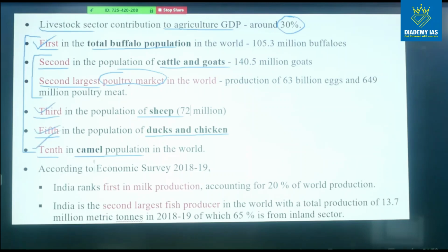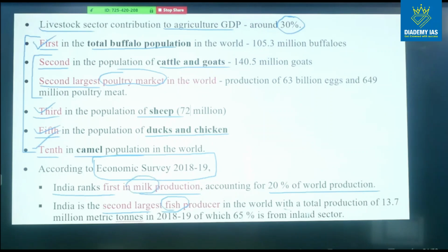Apart from that, there are some facts from the Economic Survey 2018-19, that is the economic survey of last year. India ranks first in milk production, accounting for 20% of the world production. So milk production is sufficient here. And we are the second largest fish producer. So in milk we are first and in fish we are second in the world.